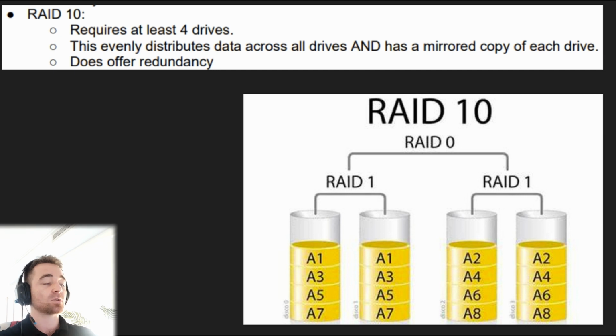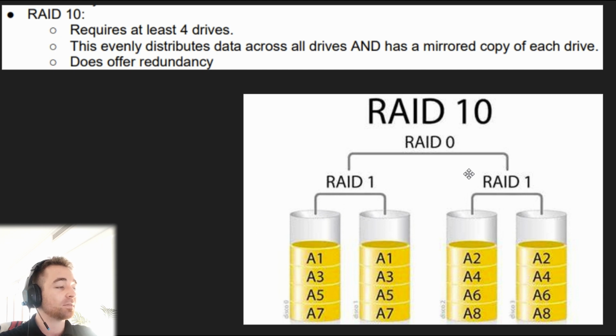Finally, RAID 10 requires at least 4 drives. This does everything. It evenly distributes data across all drives and has a mirrored copy of each drive. It does offer redundancy. You can see here, it's basically a RAID 1 inside of a RAID 0. What I mean by that is, if we take a look over here, we have an exact copy of each here. A1, A1, A3, A3, A5, A5, A7, A7, okay? And that's an exact mirrored copy.